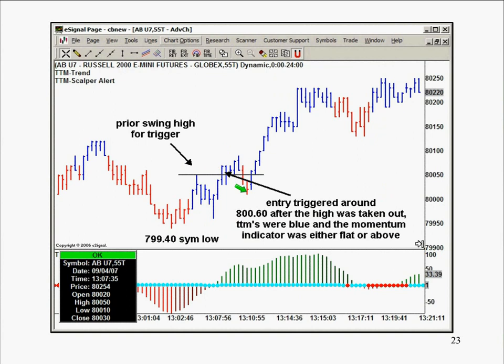Okay, maximum stop should be below that 799.40, or you use the price stop. And again, it depends on how you want to work it. Some people don't want to mess with changing any of the stops on their platform, and some people will. But generally, most people that I know just have a standard stop. They're not going to risk more than 2.5 points on an S&P trade, for example.